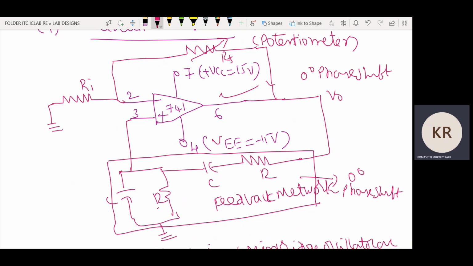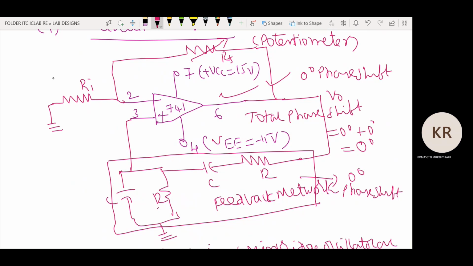This is the feedback network. Total phase shift is equal to 0 degrees plus 0 degrees, that is equal to 0 degrees. The Barkhausen criteria condition is satisfied, and only then are oscillations produced. This entire one is the feedback amplifier network.